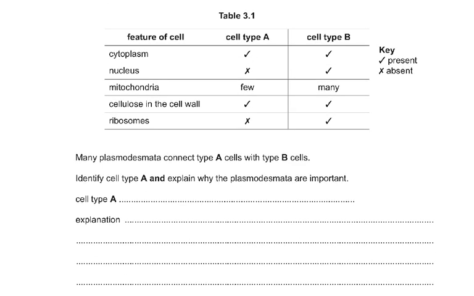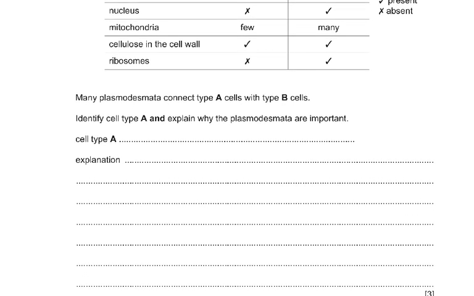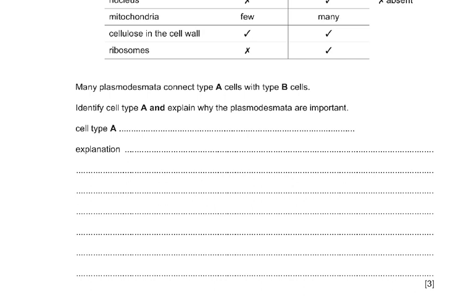Identify cell type A and explain why the plasmodesmata are important to cell type A. What is the explanation? A is a phloem sieve tube element, and it connects the cytoplasm of the two cells. So this will allow rapid diffusion of sucrose from one cell to an adjacent cell, and this will result in the efficiency of loading and unloading from the sieve tubes.